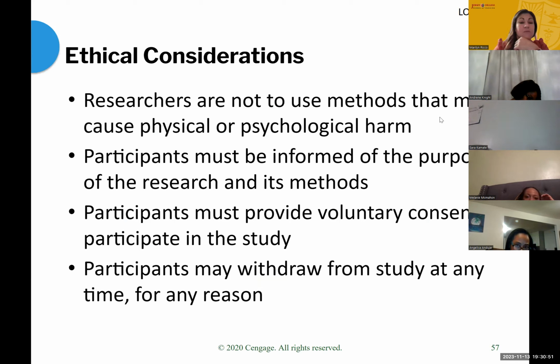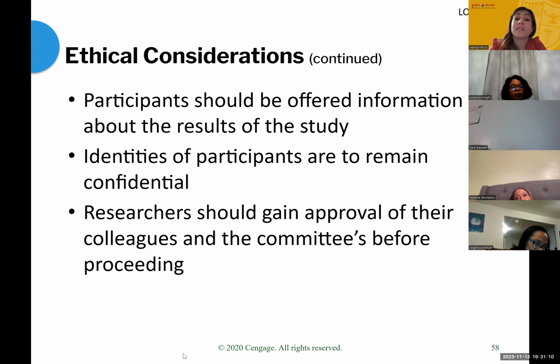Ethical considerations. Researchers are not to use methods that may cause physical or psychological harm. Participants must be informed of the purposes of the research and its methods. Participants must provide voluntary consent to participate in the study. Participants may withdraw from the study at any time for any reason. Participants should be offered information about the results of the study. Identities of the participants are always to remain confidential. And researchers should gain approval of their colleagues and the committees before proceeding, which means that I can't just say, I'm going to go do this study and not tell anybody, right? You have to get approval of a committee first.